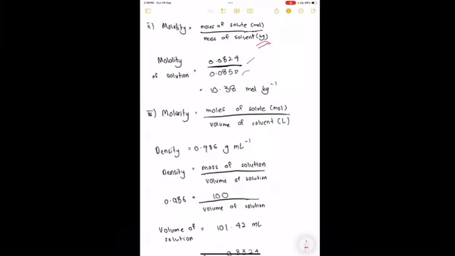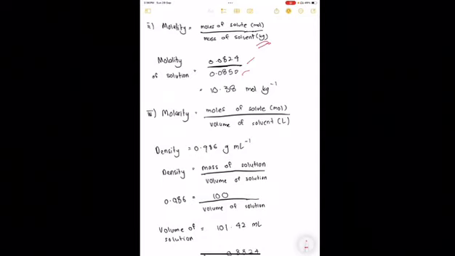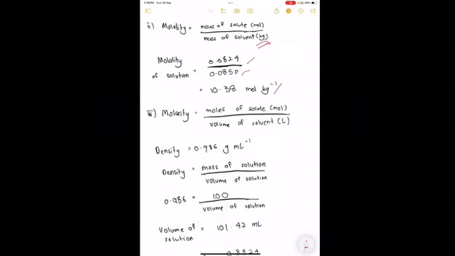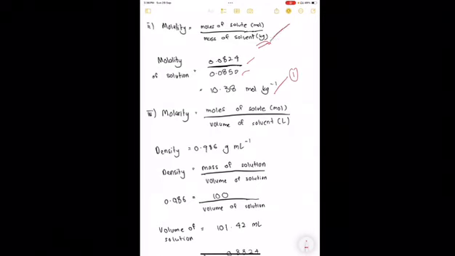Then we can just continue to calculate it. Then we will get 10.338 mol per kg. So we will get one mark over here, and we will get one mark for the formula.